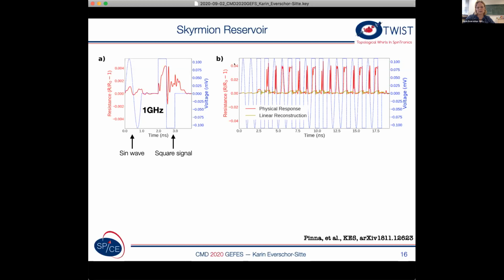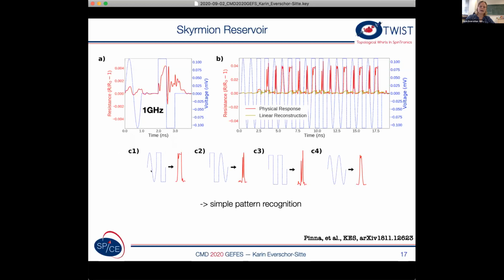The signal rises by a factor of 10. Here it's 0.04, and here there's another 0 in between. If we did a linear reconstruction, just adding these signals, we would get the yellow curve. So we have a very strong nonlinear response. The other thing we observe is that already by eye, we can differentiate four different patterns. If we take sine, sine, we get a resistance signal based on the sine that has this shape. If we have square, square, it gets this shape, and so on.